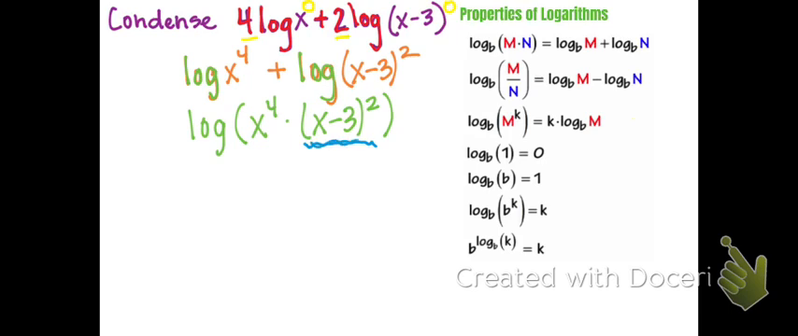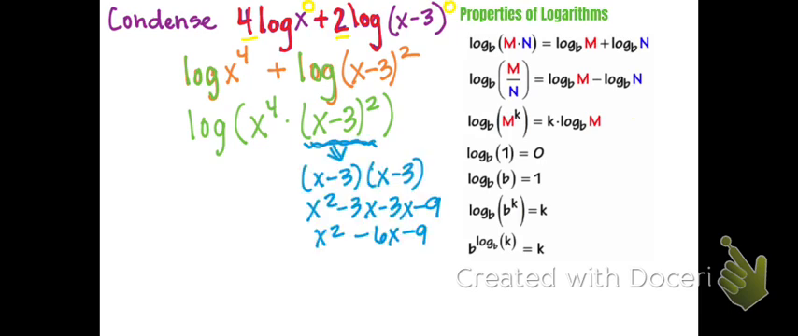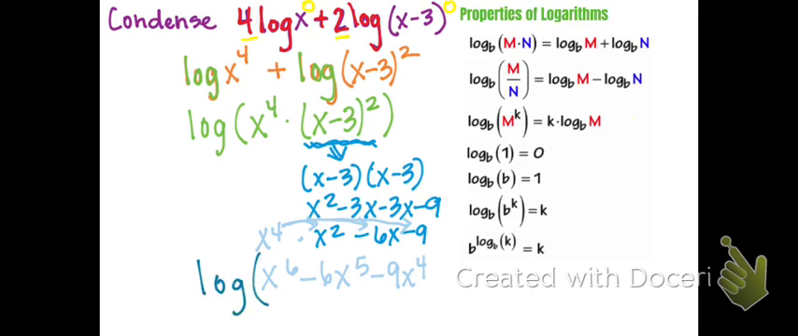We can multiply this together using FOIL, and we can then multiply that by x to the 4th power. So we're going to just distribute the x to the 4th power to each of these terms. And so our final answer would be the log of x to the 6th minus 6x to the 5th minus 9x to the 4th. Now let's do another.